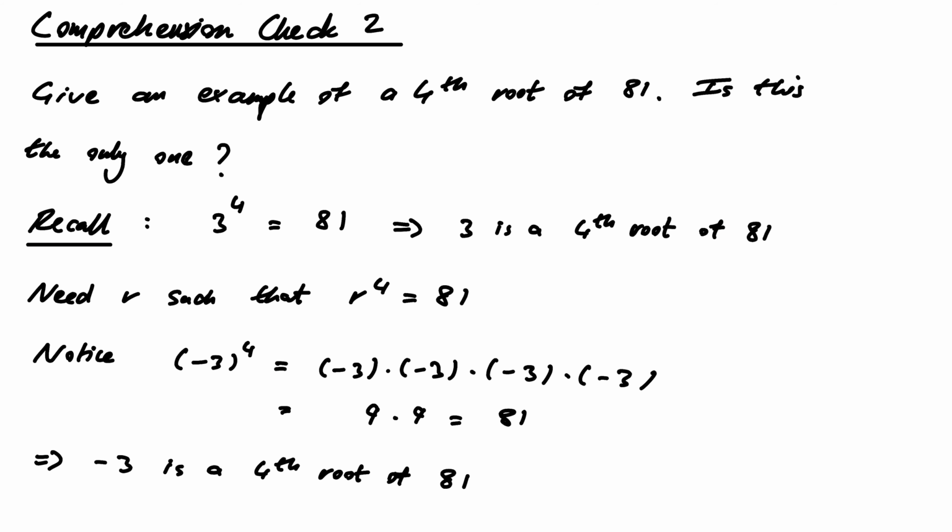So there's not just one of them; we definitely know there's at least 2. It turns out these are the only ones, although that's a little bit more difficult to show. It's true, though. So 81 has exactly 2 fourth roots, namely 3 and minus 3.